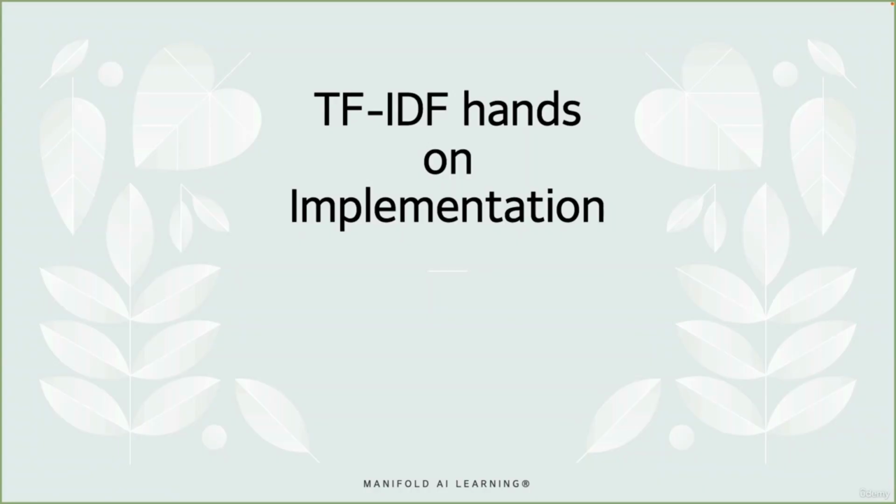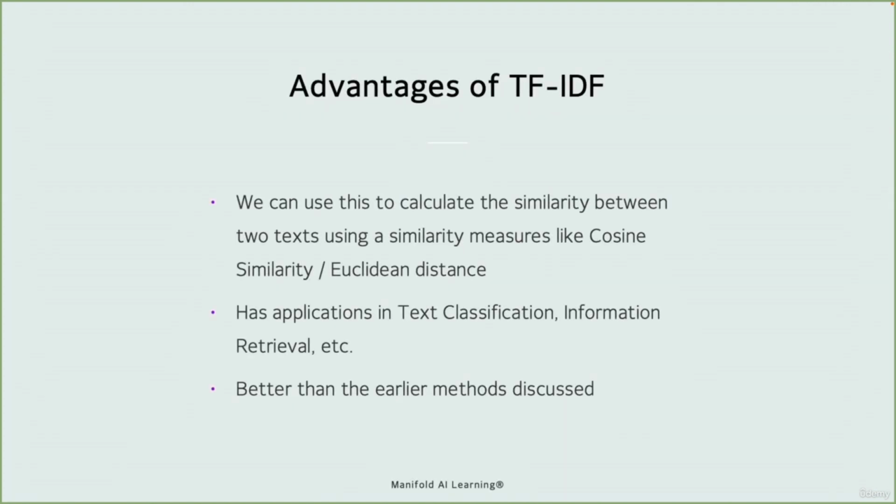Alright team, so now that you have seen how we can implement this TF-IDF technique for a given text data, let's have a look into the advantages. See, one of the major advantages in this TF-IDF technique is we can use this to calculate the similarity between the two texts using similarity measures like cosine similarity and the Euclidean distance, because we now have the vector represented with the help of real values. And as a result, this has got some applications in text classification, information retrieval, and so on. And this TF-IDF technique is clearly a better technique compared to the earlier methods that we have discussed.